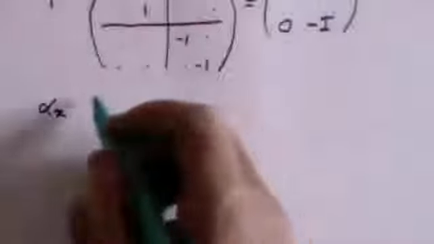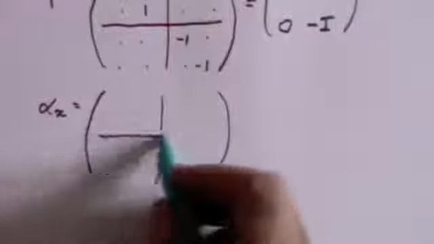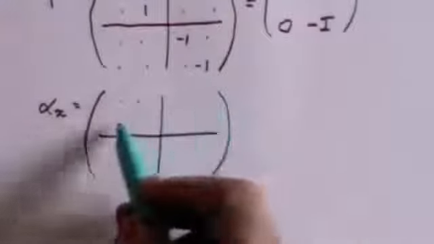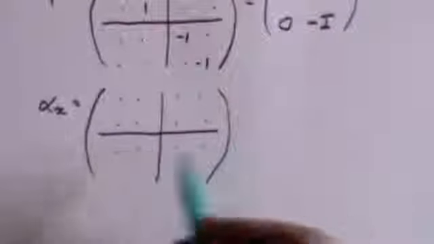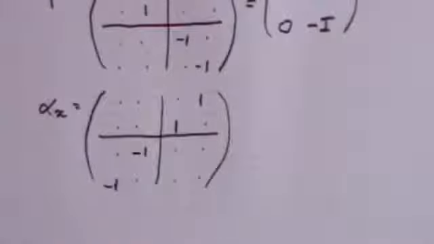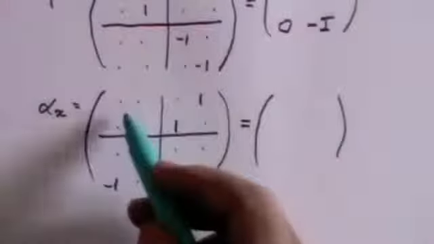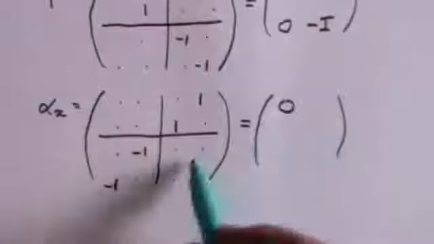When it comes to alpha x, that turns out also to be a 4 by 4 matrix, so it's going to have 1, 2, 3, 4 terms in each row. In this case, you've got 1, 1, minus 1, minus 1, and all the other terms are 0. And if you think about it, that can be represented as top left hand corner is 0, bottom right hand corner is 0. What is this?